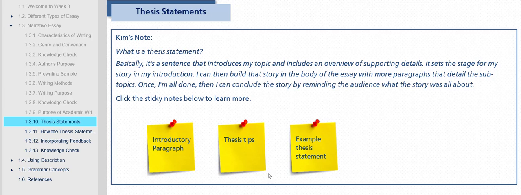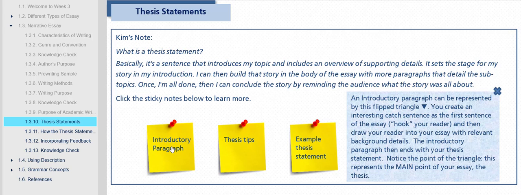So let's click on the sticky notes. When we write an essay, we have an introduction paragraph. In the introduction paragraph, there are three parts. You have the hook, the first sentence that grabs the reader's attention. You have the bridge, which gives context to your thesis statement. And the last sentence of your introduction is your thesis statement.